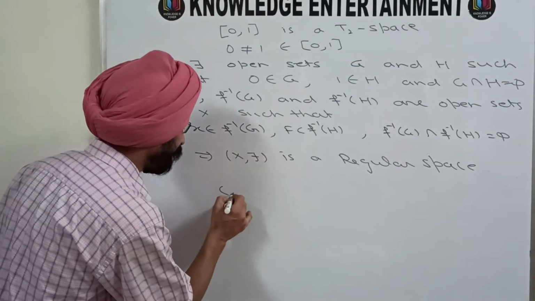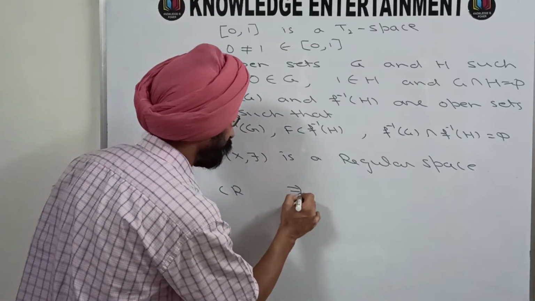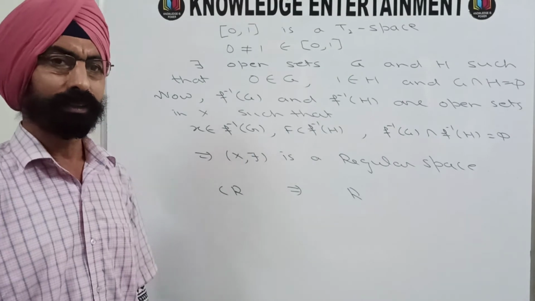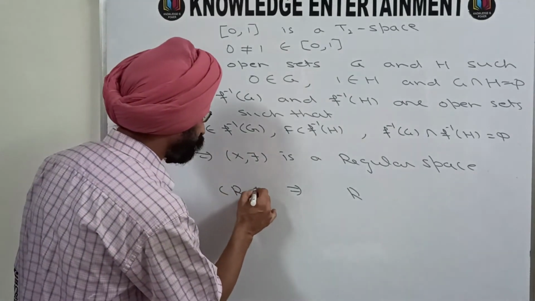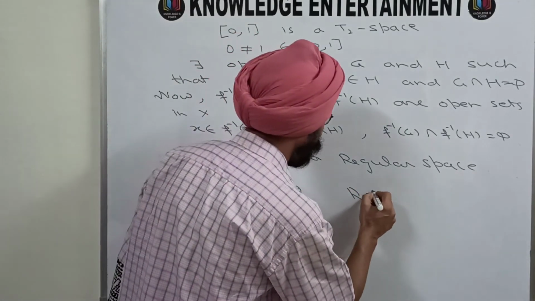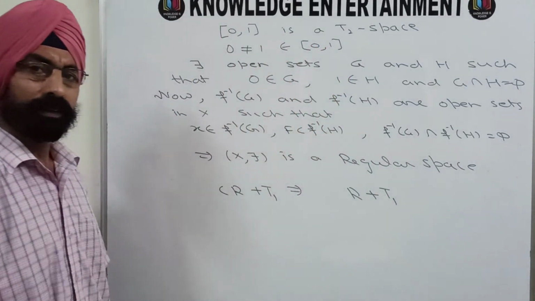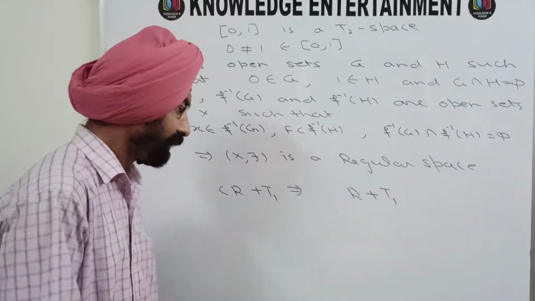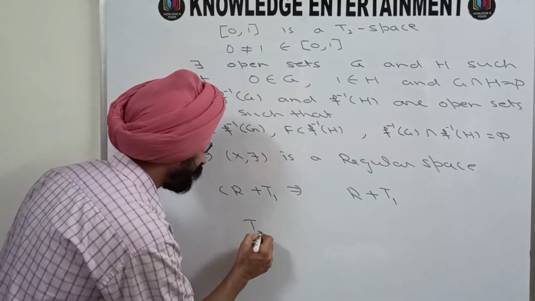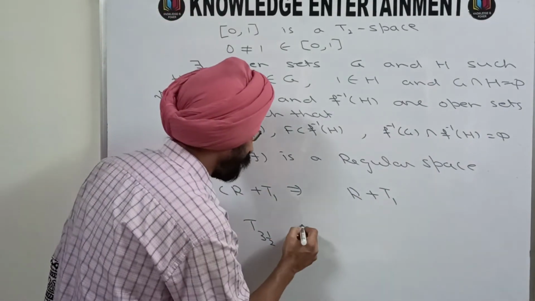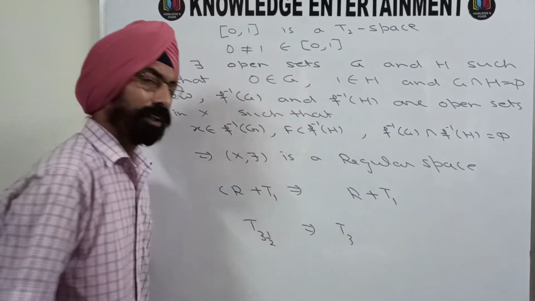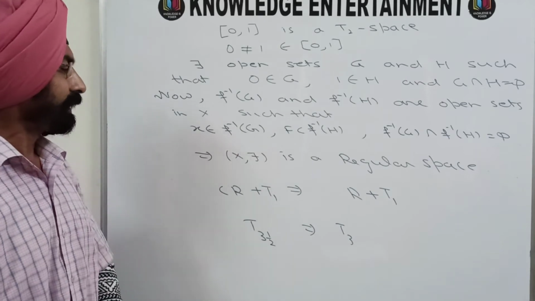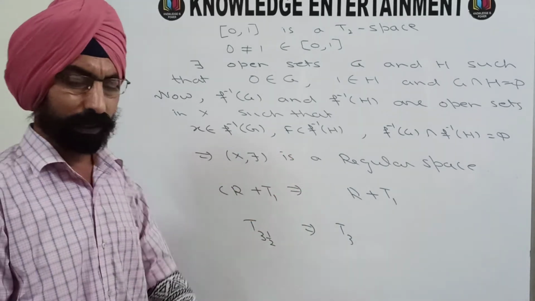So you have proved that CR implies R. Completely regular implies regular. Now, CR implies R means CR plus T1 implies R plus T1. And what is CR plus T1? It is T3 and a half. And R plus T1, it is T3. So that means every T3 and a half space is also a T3 space. So it is one among the theorems.